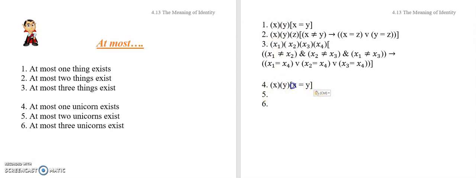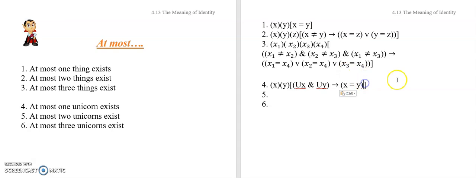Okay, so this says at most one thing exists, right? So what you do is you say, at most one thing exists. Sorry, scratch that. You say this. You say, if X is a unicorn and Y is a unicorn, then X is identical with Y.